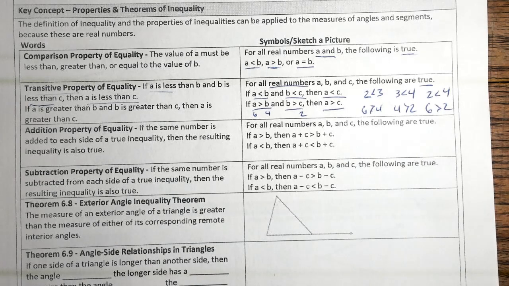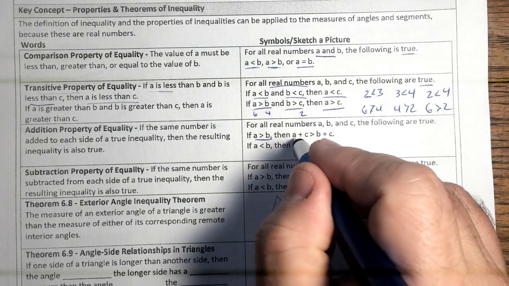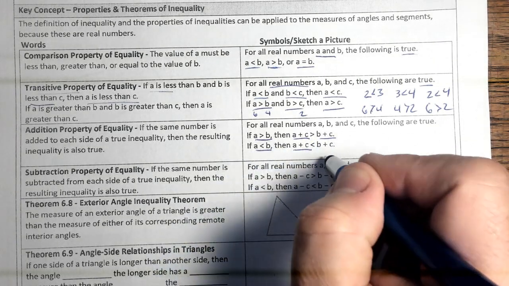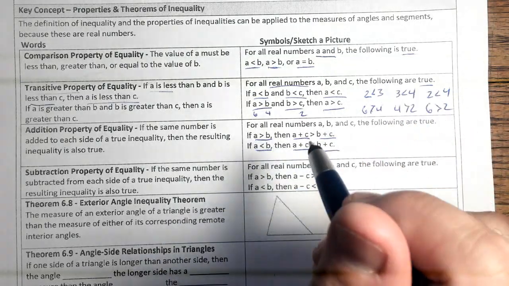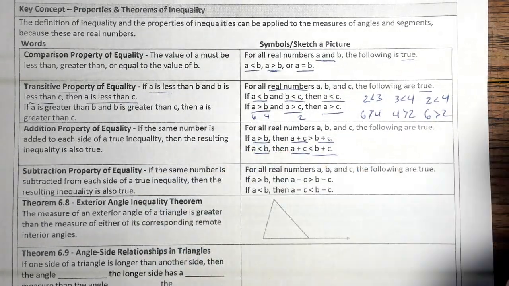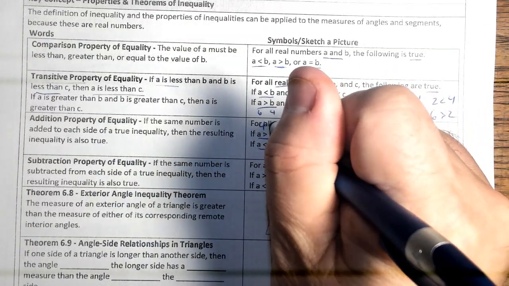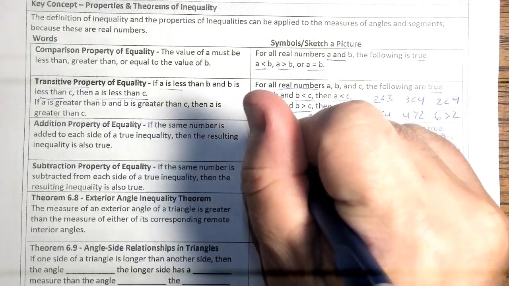All right, the addition property. If the same number is added to each side of a true inequality, then the resulting inequality is also true. So if A is greater than B, A plus C is greater than B plus C. If A is less than B, A plus C is less than B plus C. Let's say in this case, for the greater than, that A is 4 and B is 2. We're going to say that C is 3. Okay, so 4 is greater than 2.